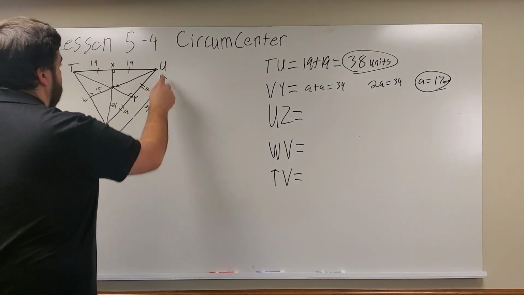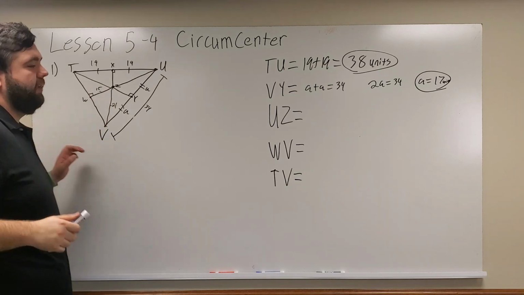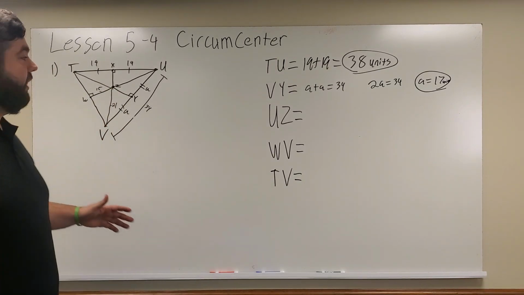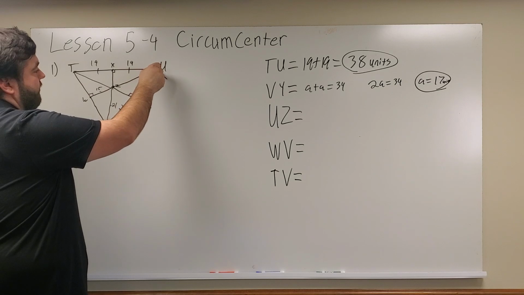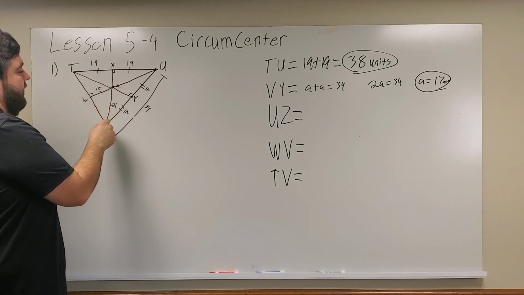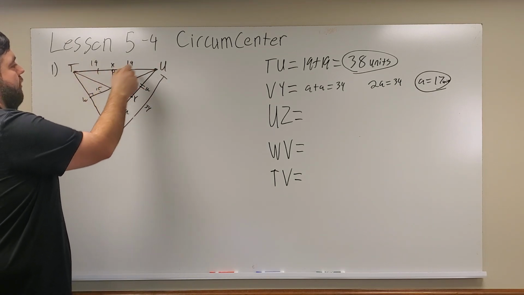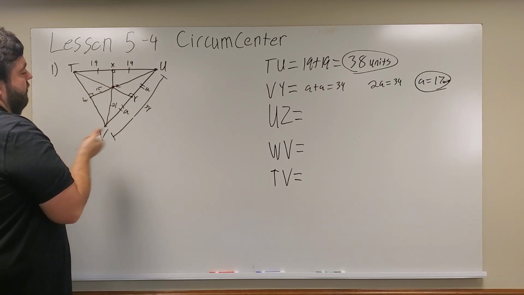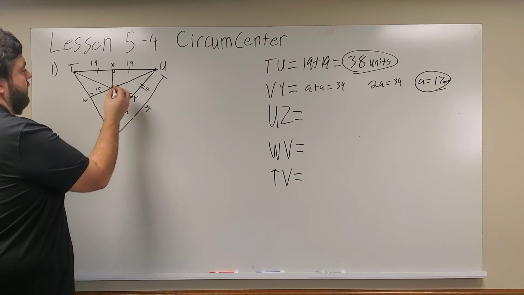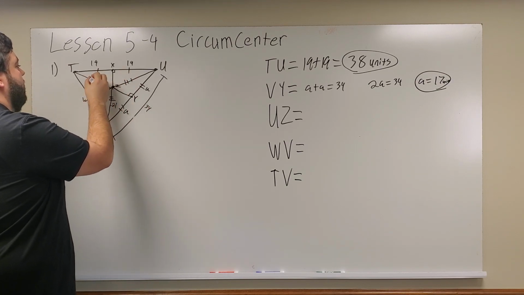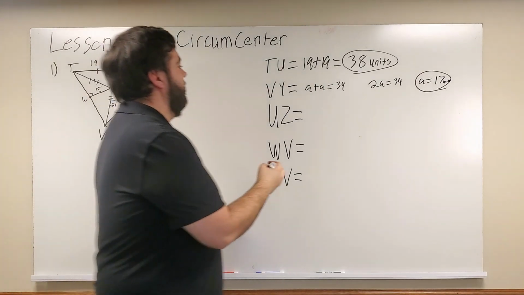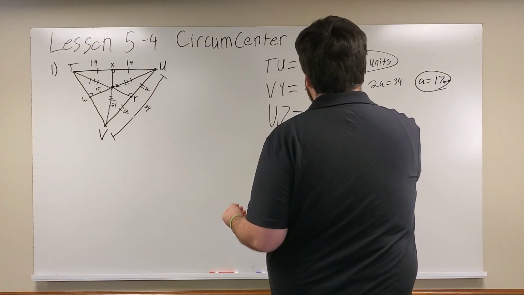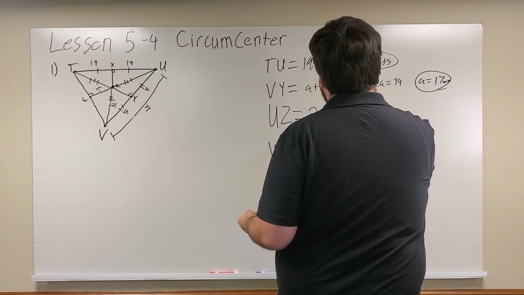We have UZ. So our circumcenter rules say the distance from the vertices to the circumcenter is the same for all vertices. We know that VZ is 21. So this must be 21, and this must be 21. So that one, no math needed, just 21 units.